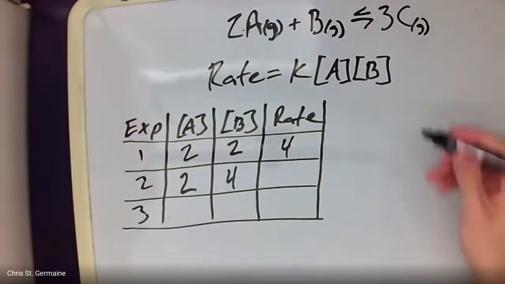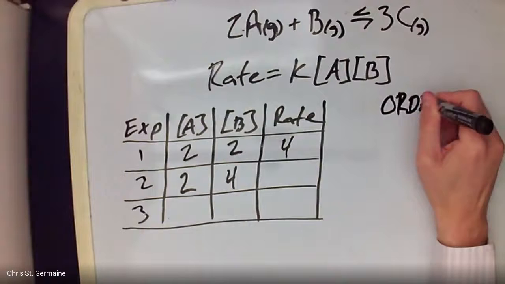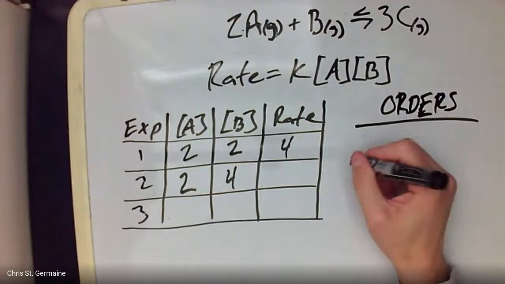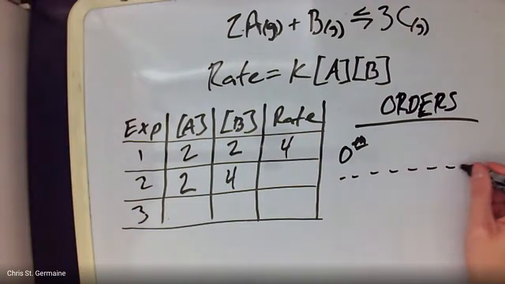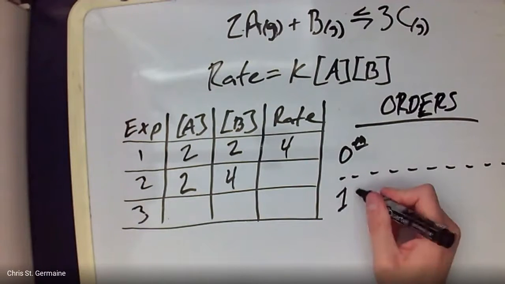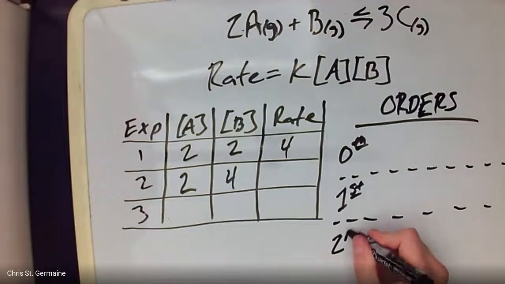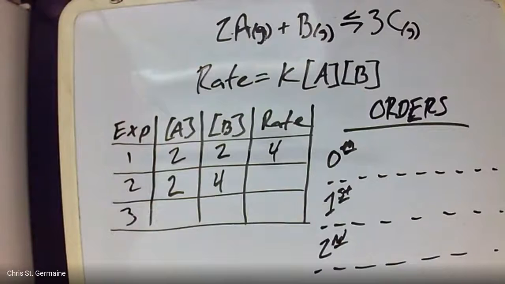So there are three orders that we're going to worry about in this class. There is zeroth order. Yep, I said zeroth. There is first order, and there is second order. These are the three orders that we are going to deal with in this class. You take chemistry in college, you're going to deal with more orders, and it's going to be a little more complicated, but not for us.